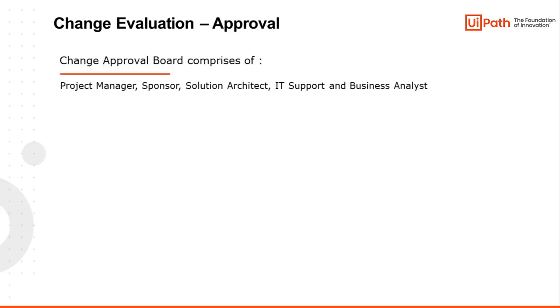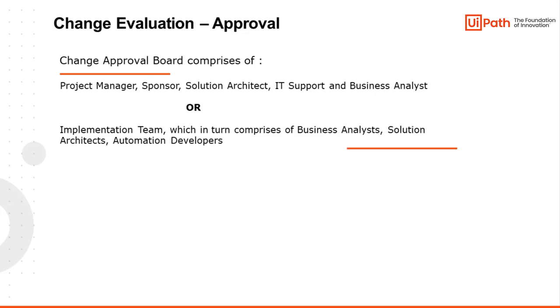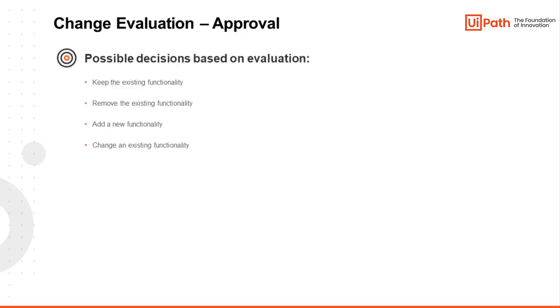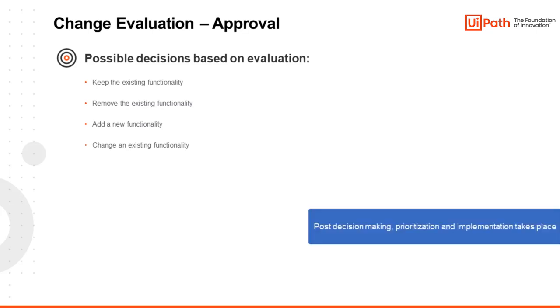Responses on change requests are usually provided by either the change approval board, which comprises the project manager, sponsor, solution architect, IT support, and business analyst, or the implementation team, which has business analysts, solution architects, and automation developers. The decisions that the change approval board or the implementation team can take based on their evaluation are: keep the existing functionality, remove the existing functionality, add a new functionality, or change an existing functionality. Once a decision is made, prioritization and implementation are next.